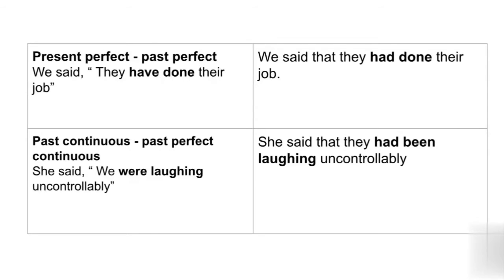If it is past continuous tense, it will change to past perfect continuous tense. Let's see that. For example, she said, "We were laughing uncontrollably." So it is given in past continuous tense, "were laughing." Now when you are converting into indirect speech, it is past perfect continuous tense. She said that they had been laughing uncontrollably. Okay, so these all changes occur in the tenses.